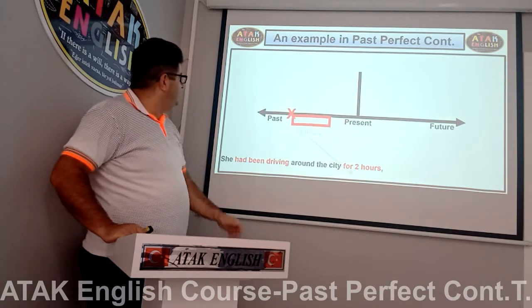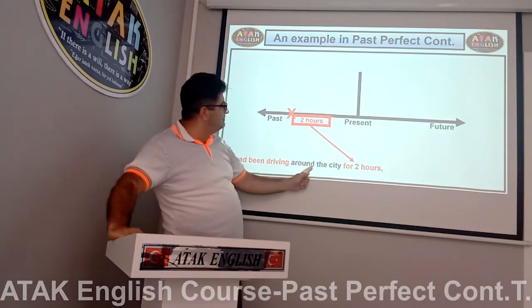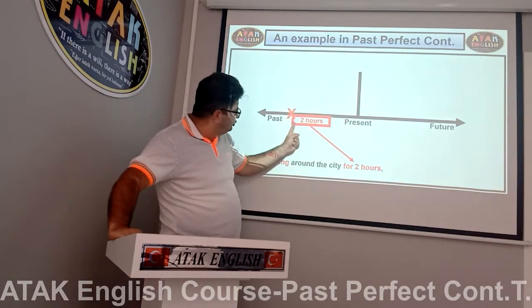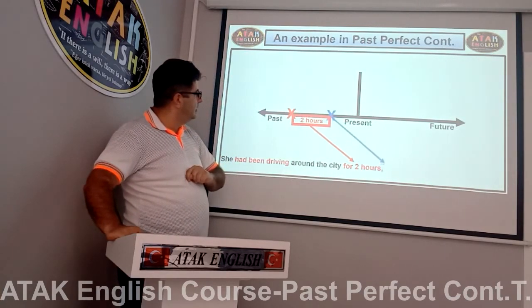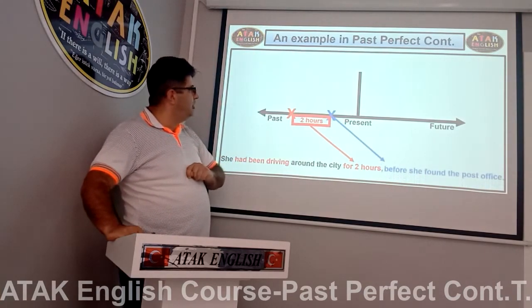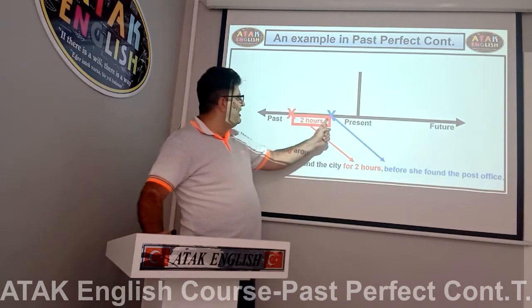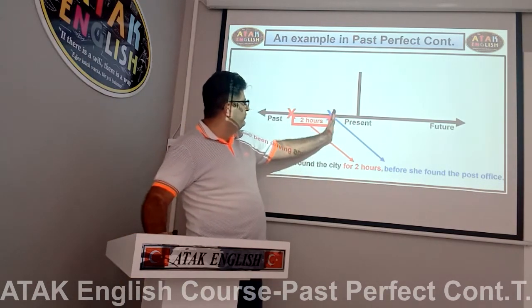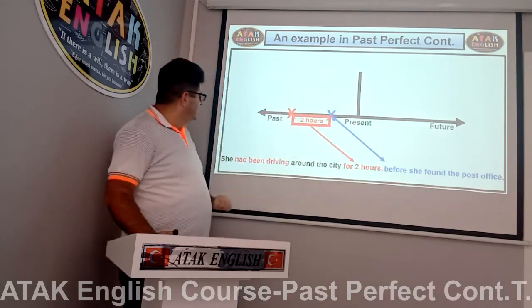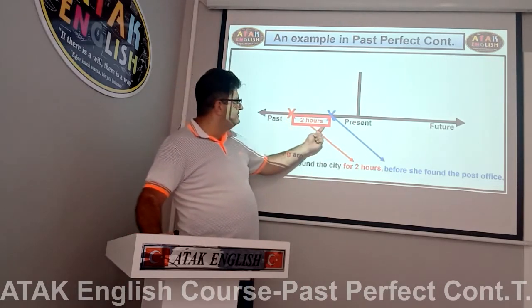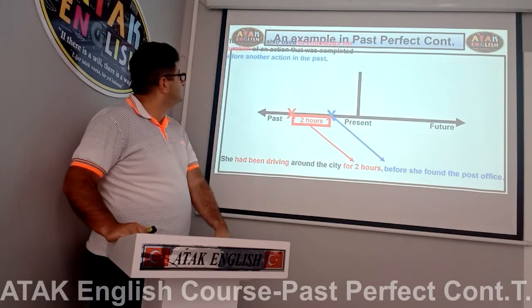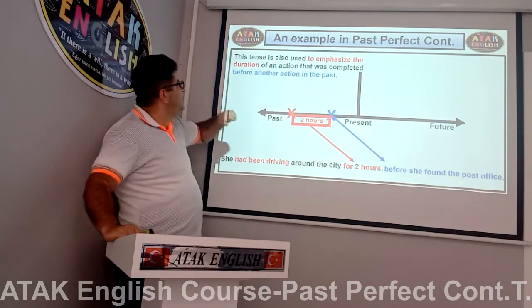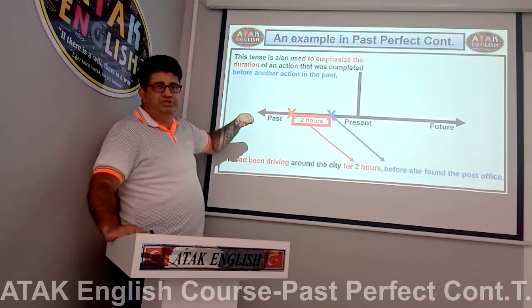Another example: she had been driving around the city for 2 hours before she found the post office. Before she found the post office, she had been driving around the city for 2 hours. There you go. This tense, which tense are we talking about?